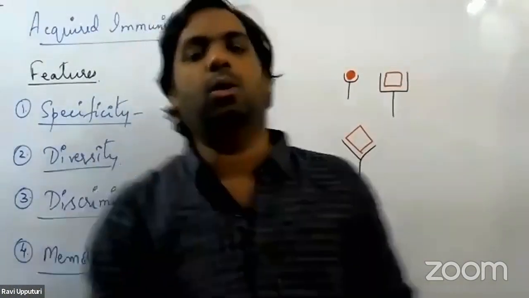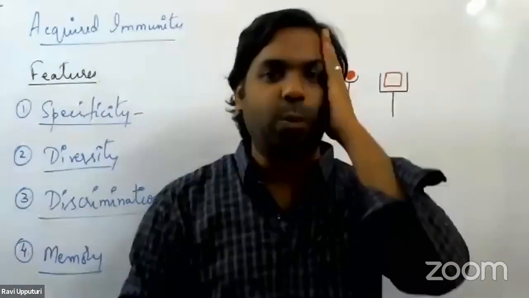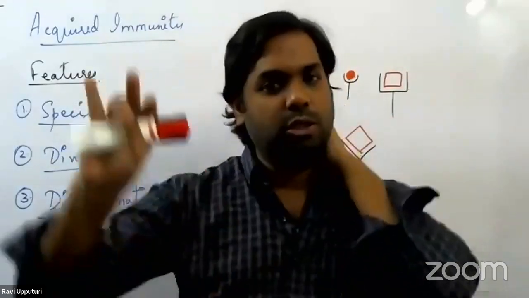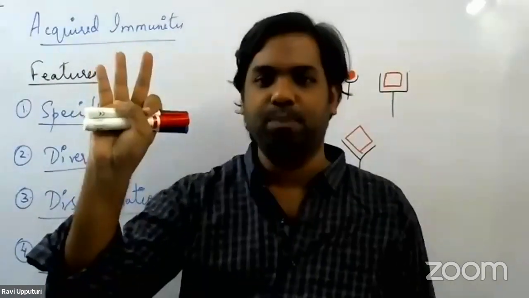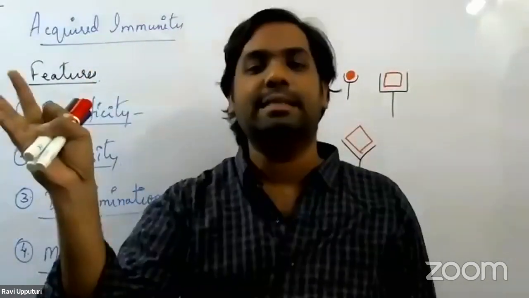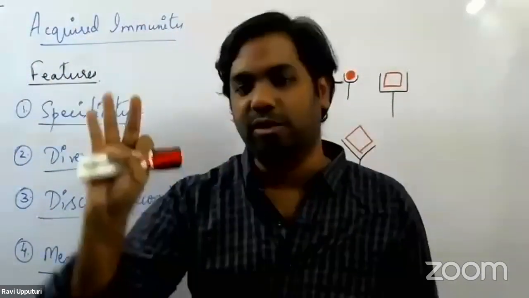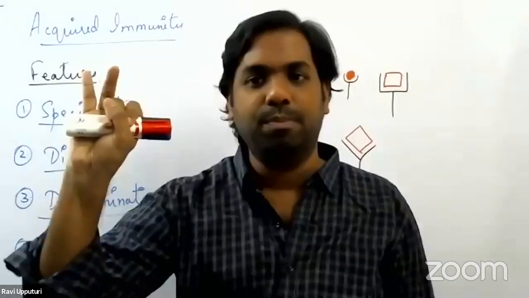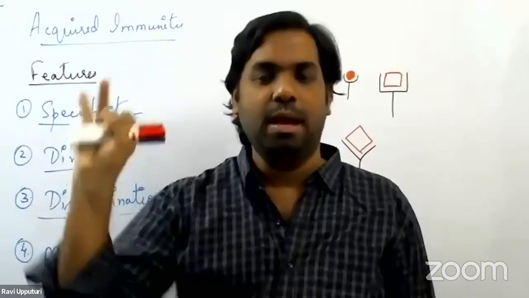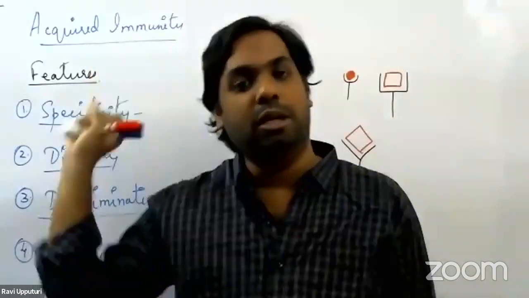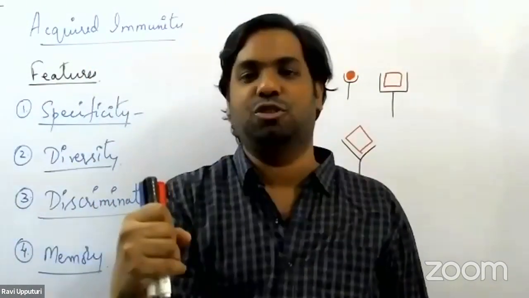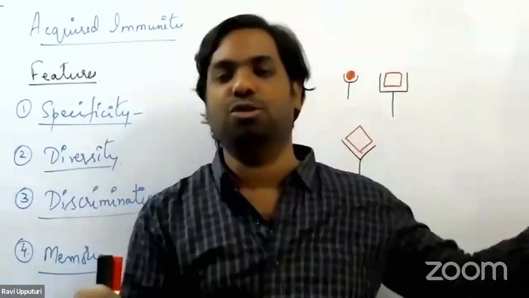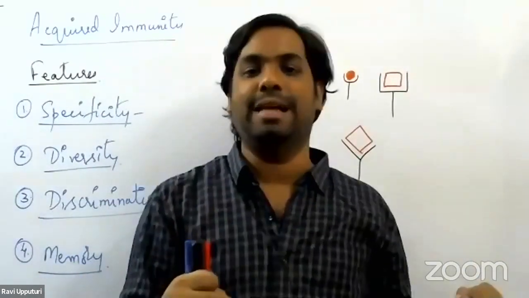I told you how the third line of defense usually works. The third line of defense usually works in 4 ways. One, they recognize the pathogen that has entered into the body. Based on that, they would synthesize the specialized cells as well as antibodies. Second, they would attack the pathogen that has entered into the body. Third, after attacking, they would destroy the pathogen. And the last one, they would remember the antigen, or the pathogen, or the foreign particle that has entered into the body.